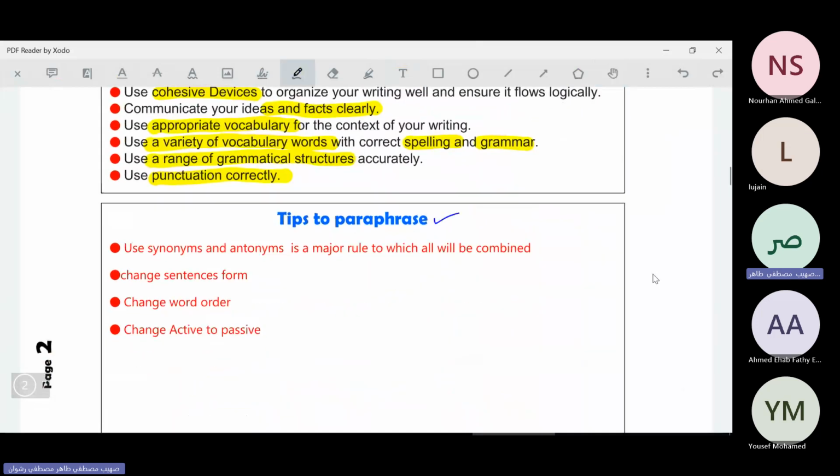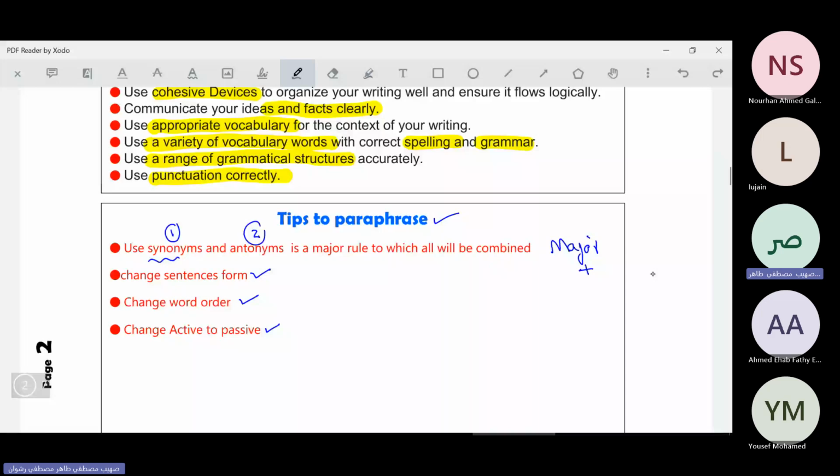How can I paraphrase? This is really important. I can paraphrase, or change the original text into my own words, using one of these 4 techniques. Technique 1 is to use synonyms and antonyms, and this is the major rule to which all the others will be combined. In addition to this major rule, you can add this one, that one, and that one. The core rule of paraphrasing here depends on synonyms and antonyms.